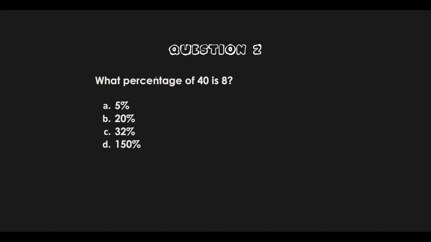So the question asks, what percentage of 40 is 8? So we want to know what percentage of 40 is the number 8. So therefore, what proportion 8 represents of 40 in terms of percentages. So in order to do that, we need to say 8 over 40 and we multiply that by 100. So now that we have to multiply that by 100, we can put 100 over 1. Anything written as a fraction has to be itself over 1.